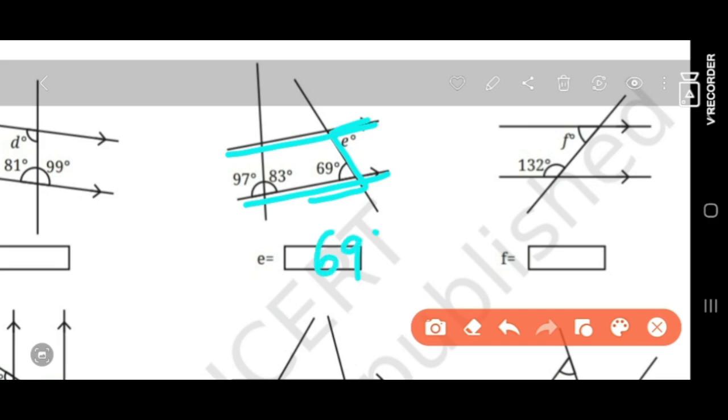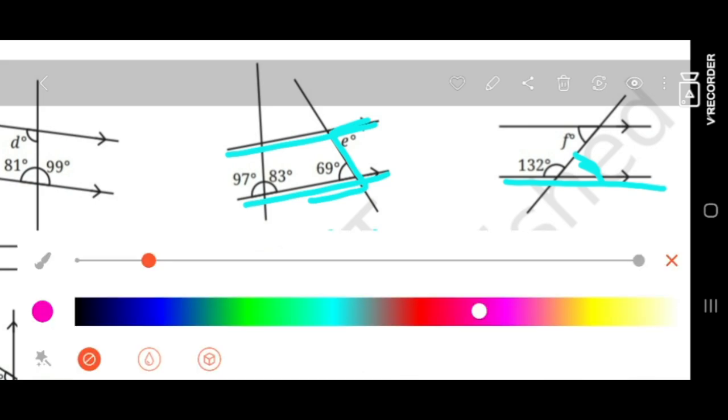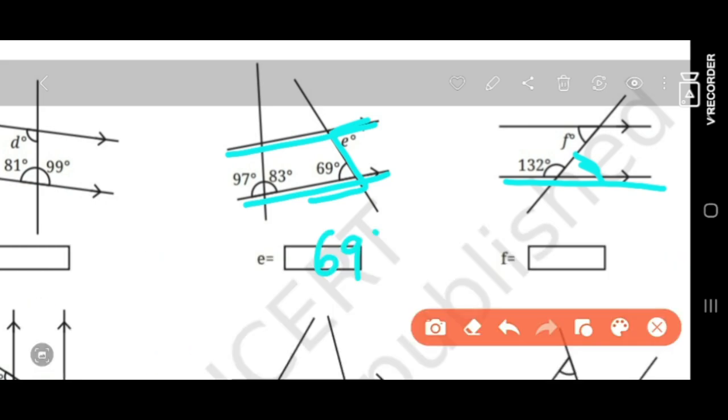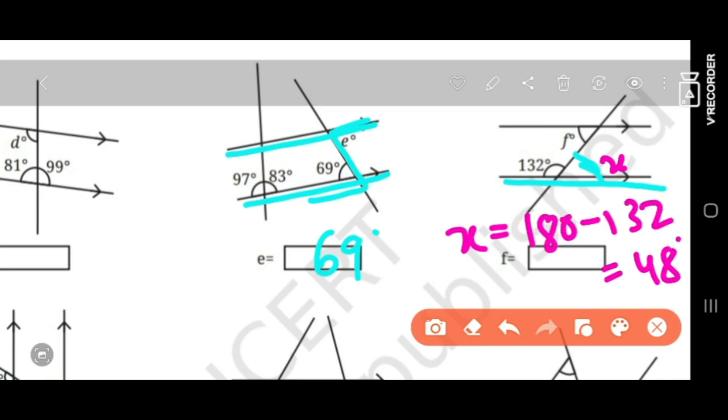The next one, now this is a straight line. Again, we have two methods. The one is that if we observe that this is a straight line and 132 and this angle, these two angles form a linear pair. And we know that the sum of linear pair is 180 degree. If I take this as x, 132 plus x is equal to 180 degree. So x is equal to 180 minus 132, which is equal to 48 degrees.